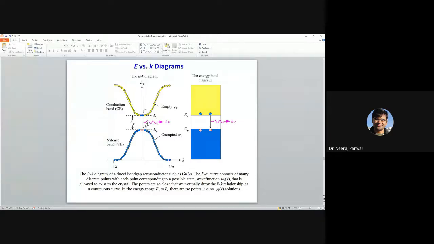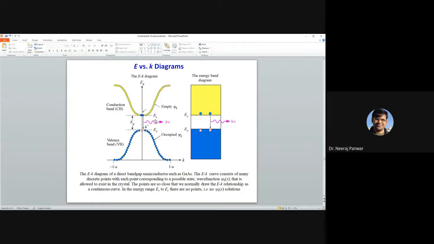You see the symbol of a photon. It is not very sharp, it is rounded here. For a phonon, it is very sharp. These edges are sharp for a phonon, and for a photon, it is round in shape. So you see, this is the symbol. So the emitted photon will have the energy h nu that will be equal to the band gap.